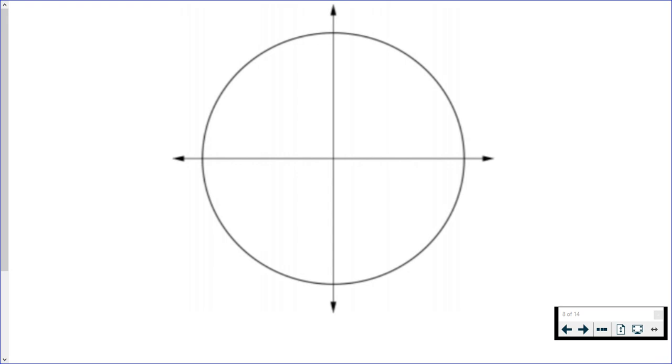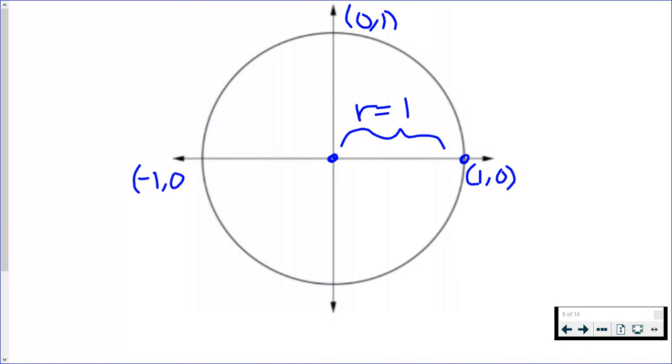So in your unit circle, we have a radius of 1, which means if the center is at 0, 0, this point right here must be 1, 0. This point up here is 0, 1. This point over here is -1, 0, and down here I have 0, -1.